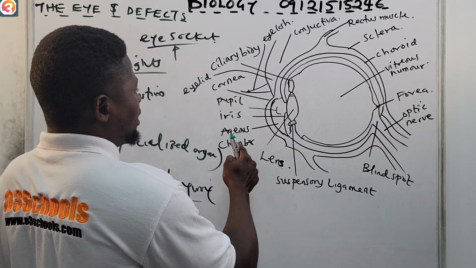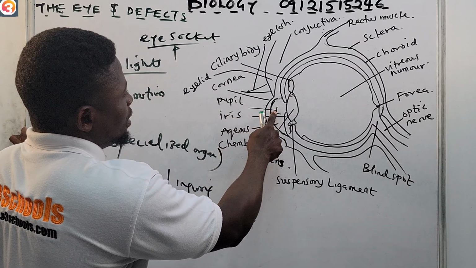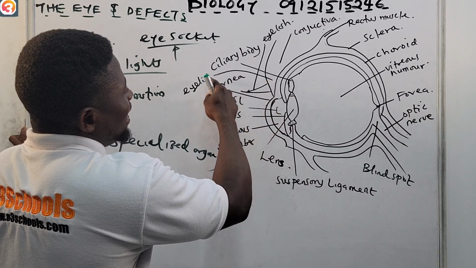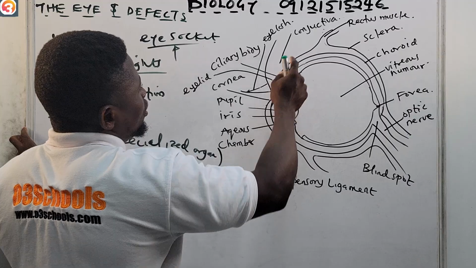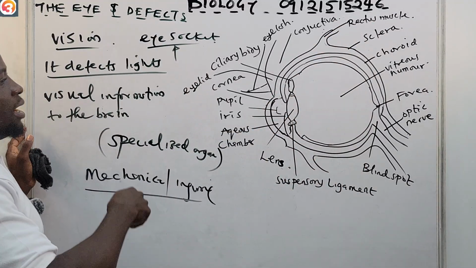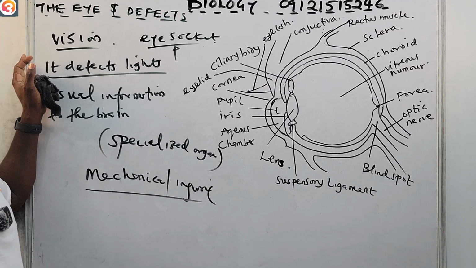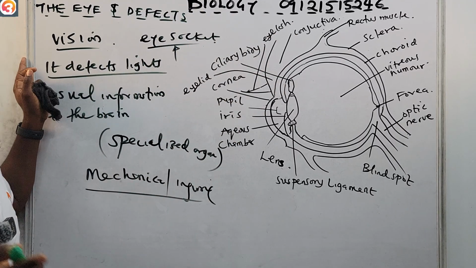Then we have the aqueous chamber here, the iris, the pupil, the cornea, the eyelid, the ciliary body, the eyelash, the conjunctiva, and the rectus muscle. So these are all found in every eye. These are the parts that are found in the eye.